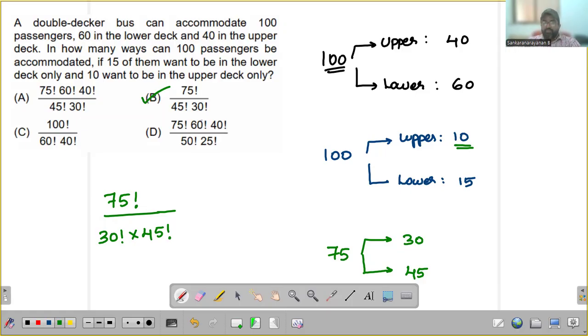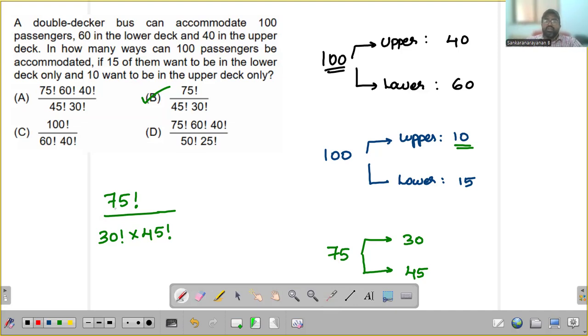Got it? Now, suppose the question says seat numbers 1 to 40 are in the upper deck and seat numbers 1 to 60 are in the lower deck. If some more constraints are there, then you can go ahead with 40 factorial and 60 factorial here, to find in how many ways you can arrange them in the seats based on the seat numbers. But here, since that is not given, it is just a matter of accommodating them either in the upper deck or in the lower deck only. That's all the question asks.